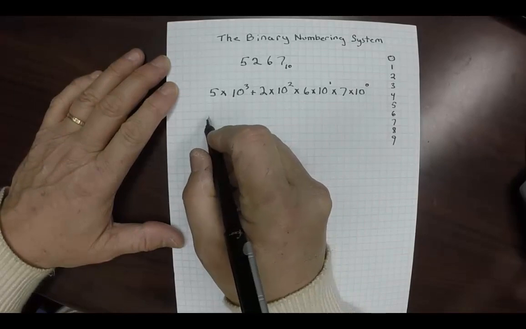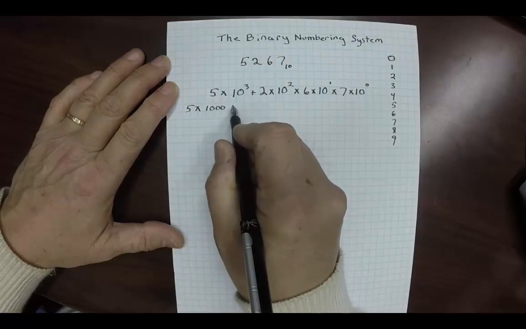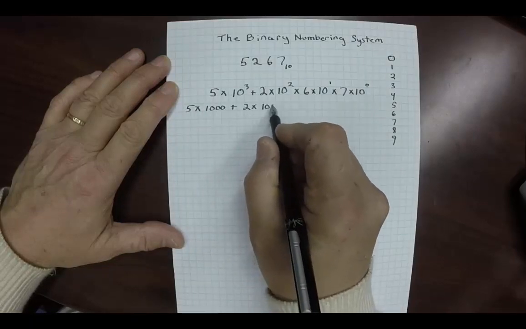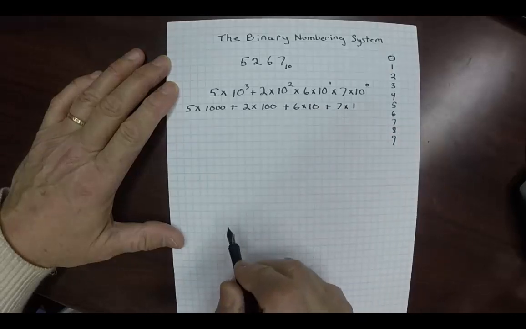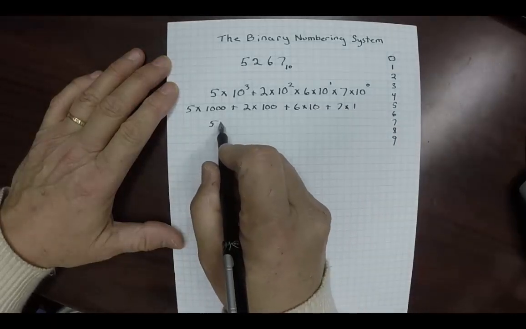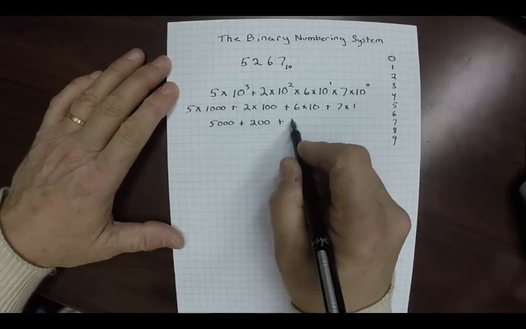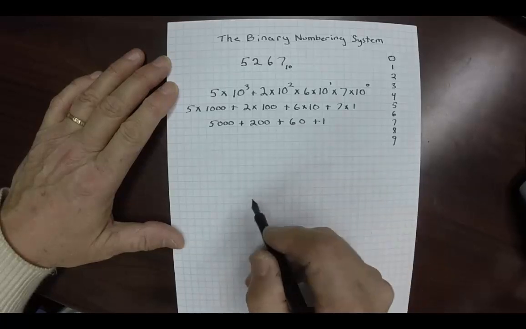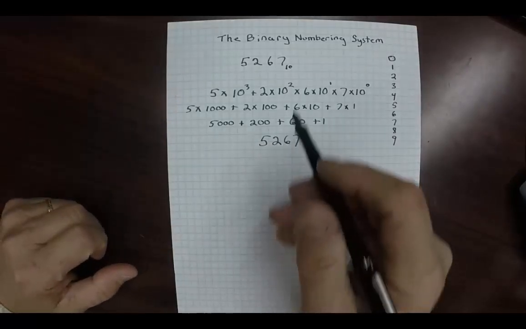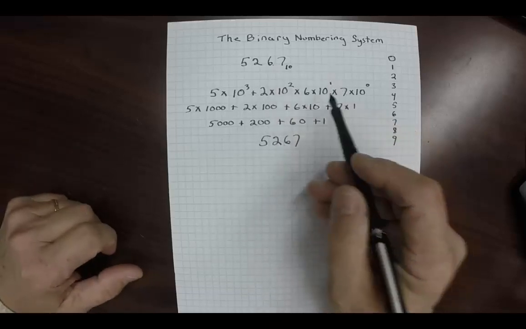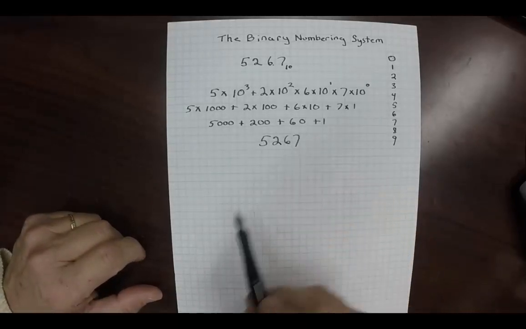Well, that's 5 times 1,000 plus 2 times 100 plus 6 times 10 plus 7 times 1, or 5,000 plus 200 plus 60 plus 7, which is 5,267. Now, let's say that the 6 right here would have been a 0. Well, it's still 0 times 10 to the first, which would have been 0, which would have been 5,207.